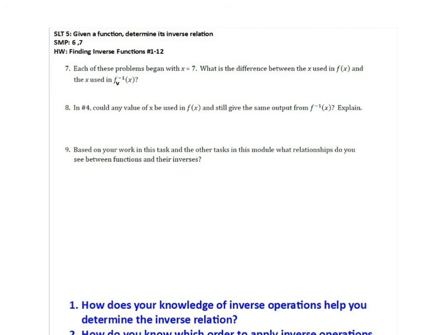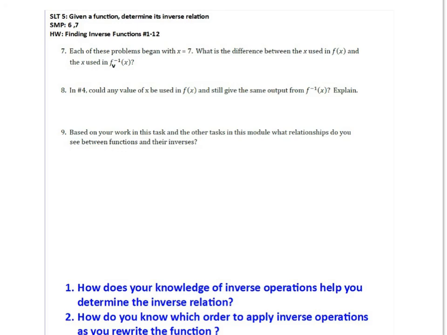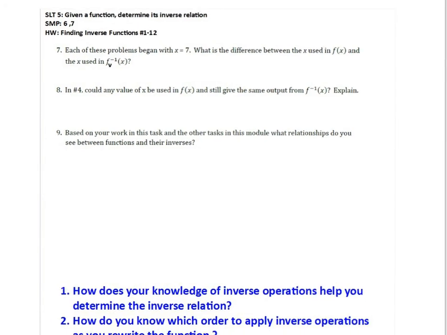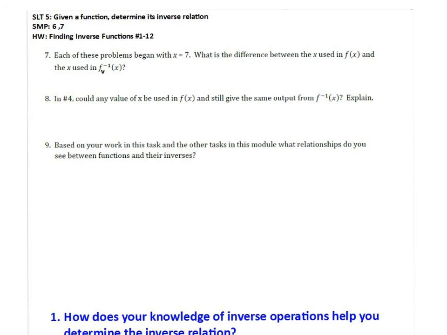All right, so now we have a few questions here. 7, 8, and 9 are thinking questions. Take some time with your group members to answer the 3 of these on your paper. And as some sample answers, your answers might vary since they were conversations.